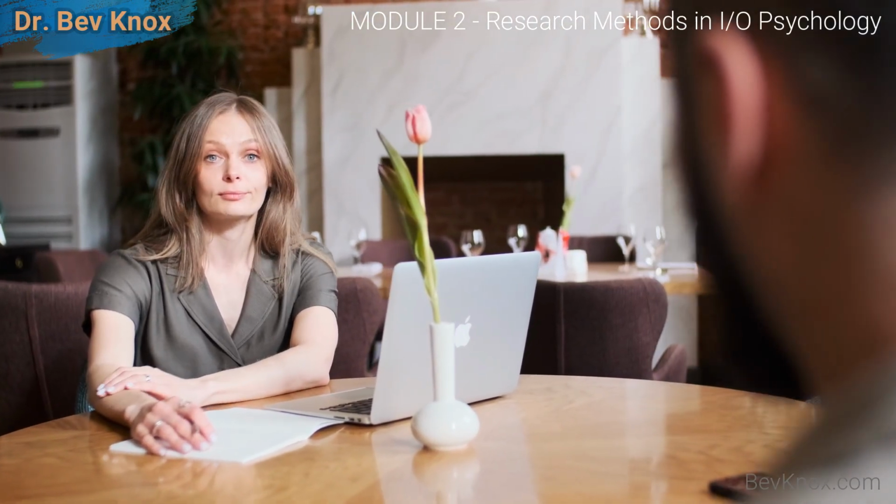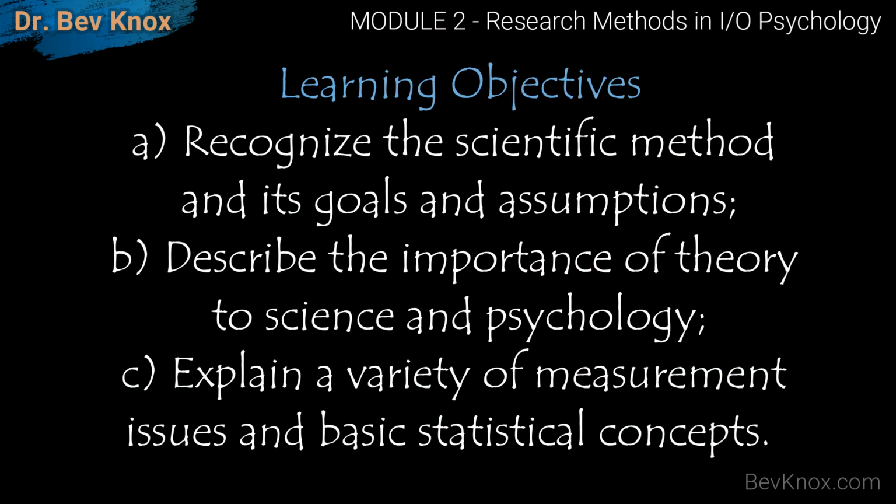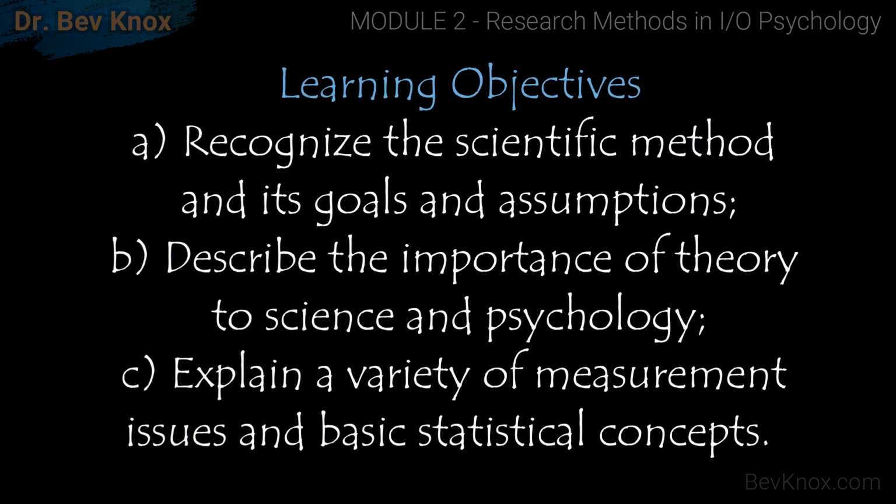Upon completion of this lesson, the student should be able to, first, recognize the scientific method and its goals and assumptions; describe the importance of theory to science and psychology; and explain a variety of measurement issues and basic statistical concepts in regards to research methods in organizational psychology.